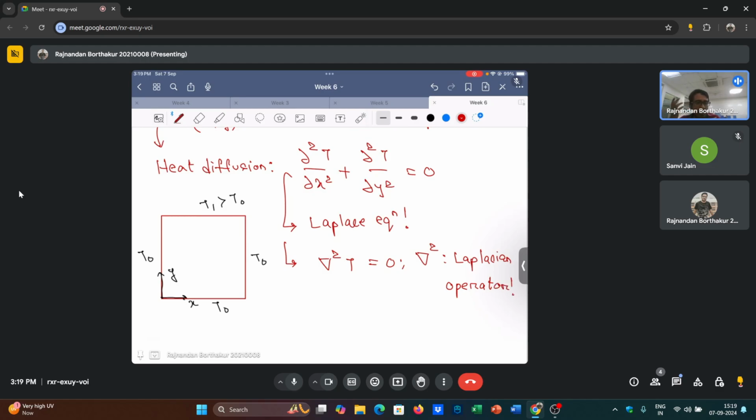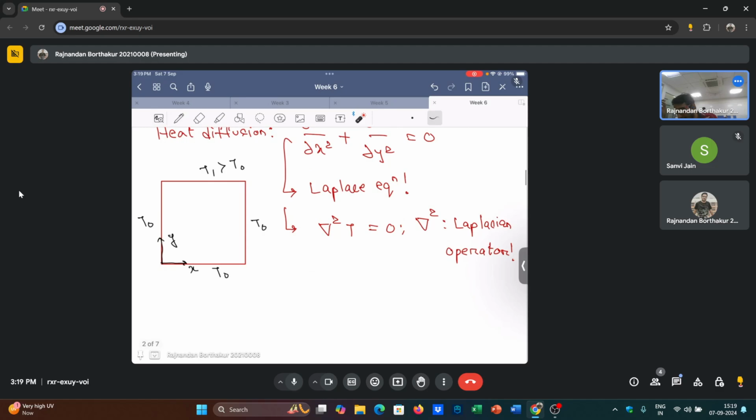Okay. Now it is important to note this Laplace equation. Remember, this del square is known as your Laplacian operator, and in 2D space the Laplacian operator looks like this, as you have already seen from the equation. If it's 3D space, we'll have del square T by del z square as well. But since we are in 2D space, the Laplacian operator looks something like this.